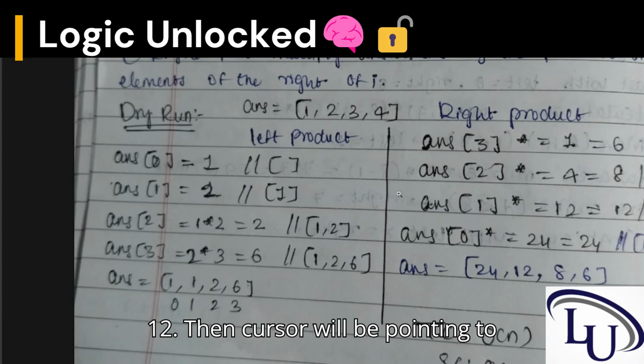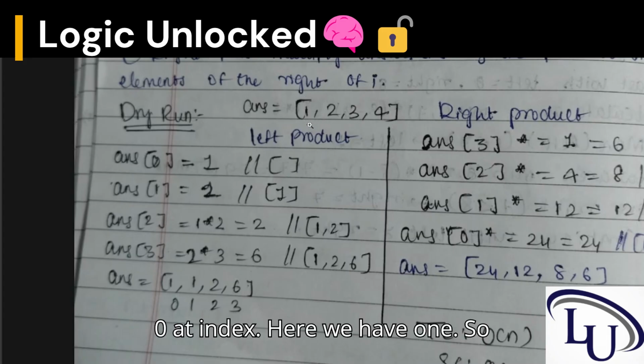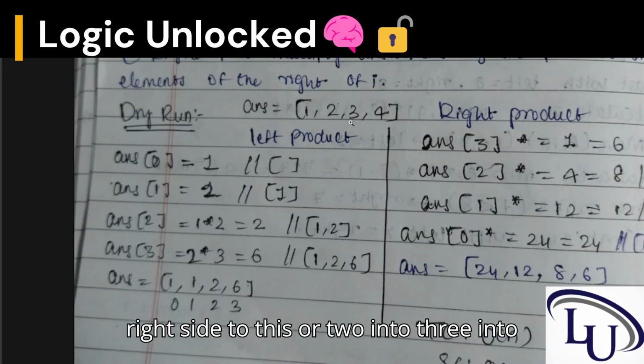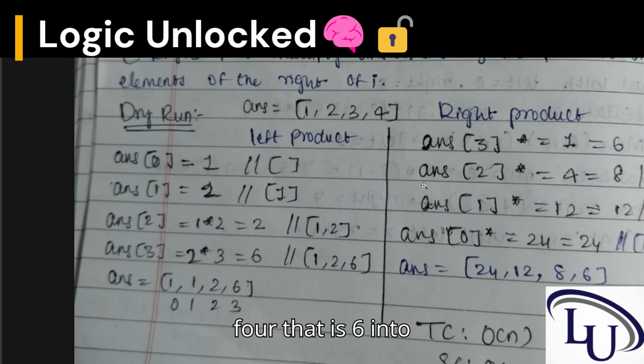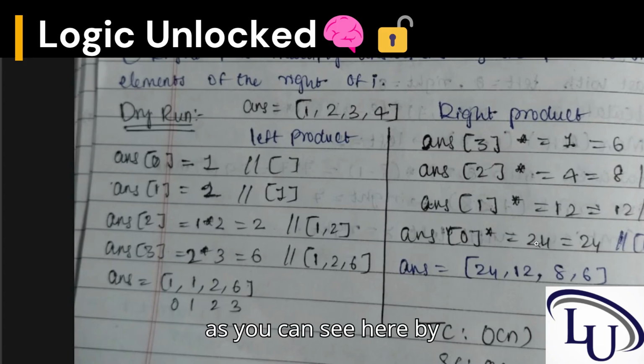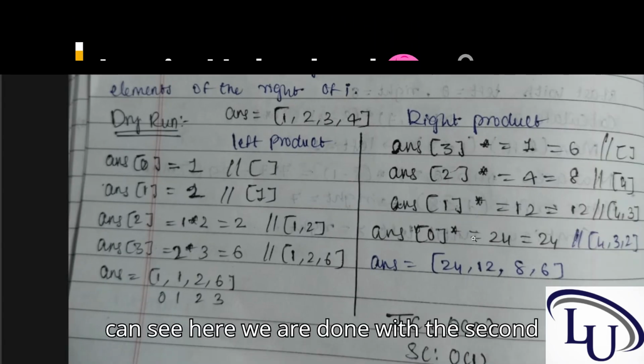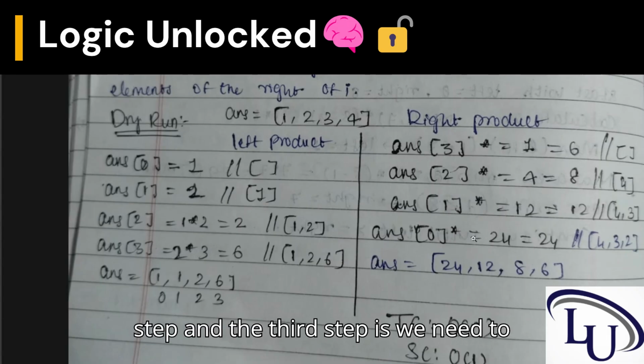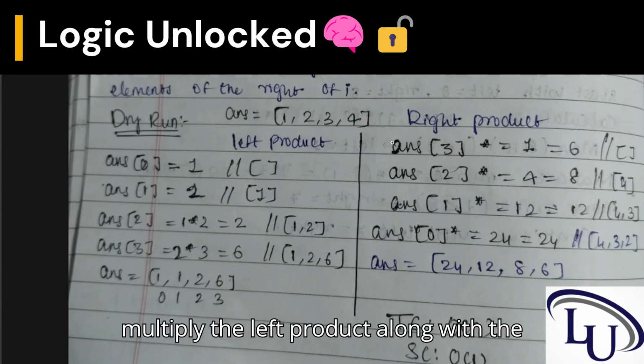Then the cursor will be pointing to the 0th index. Here we have 1, and right side of this is 2 into 3 into 4, that is 6 into 4, that is 24. Here the product is 24. So by multiplying all the things, we get 24, 12, then 4, 1. You can see we are done with the second step, and the third step is we need to multiply the left product along with the right product.